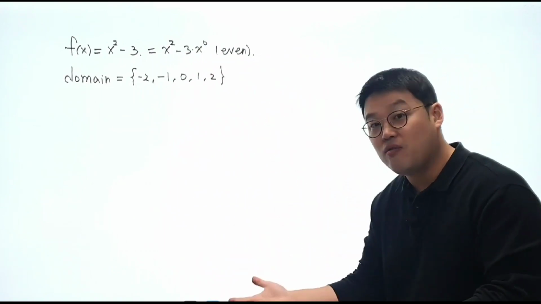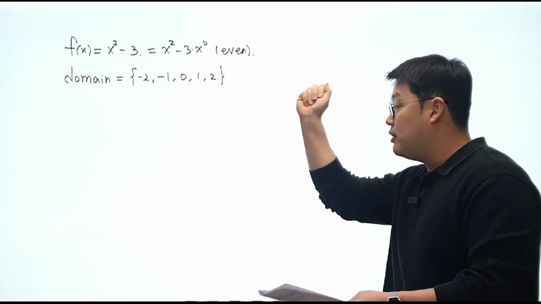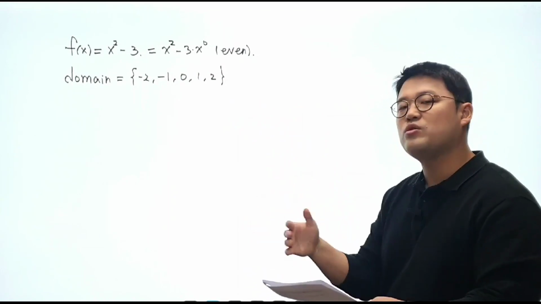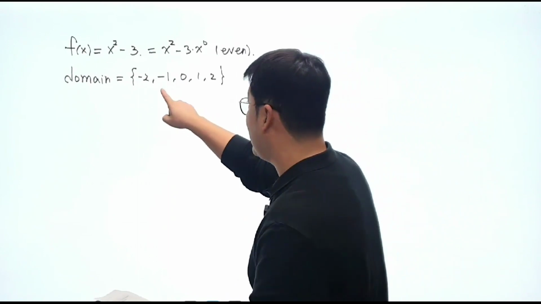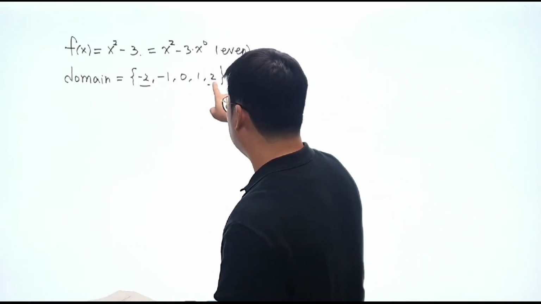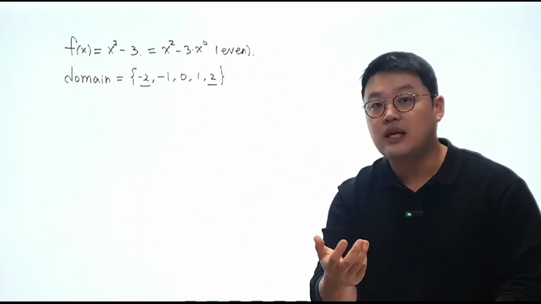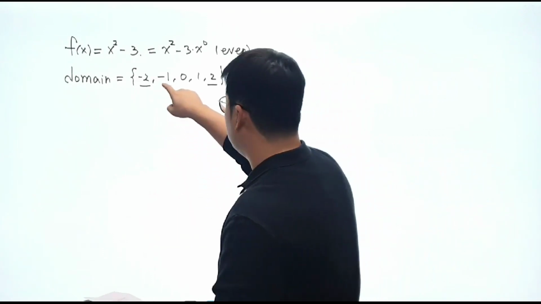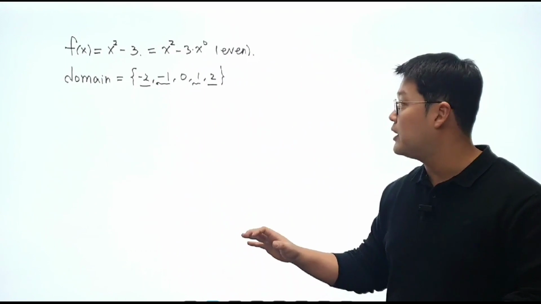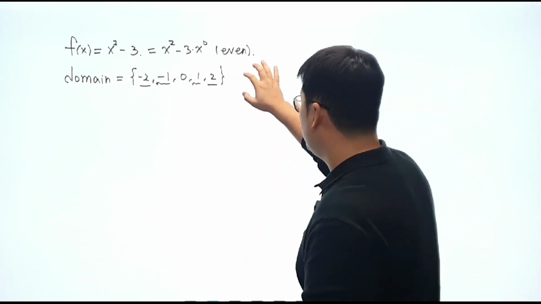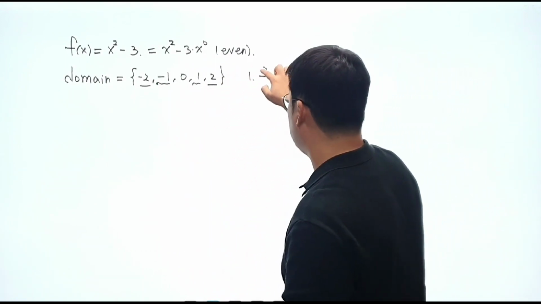But we don't have to plug in all 5 numbers to get the range, because the range is the set of actual outputs. So instead of plugging in -2, we can plug in just 2, because we eventually get the same value. Instead of computing -1, we can plug in just 1. So we're going to compute f of 2.